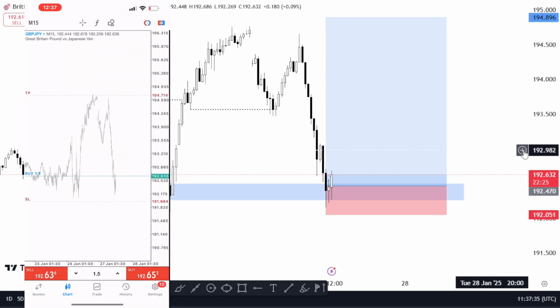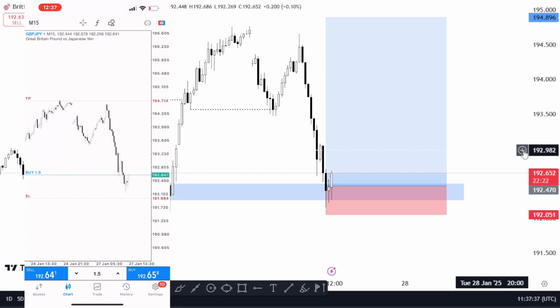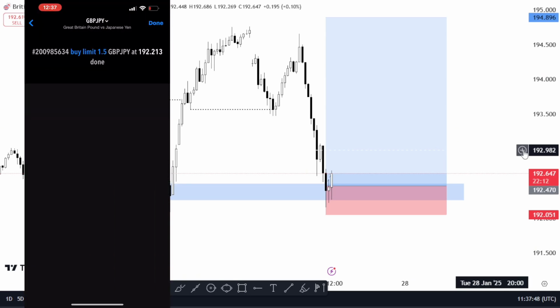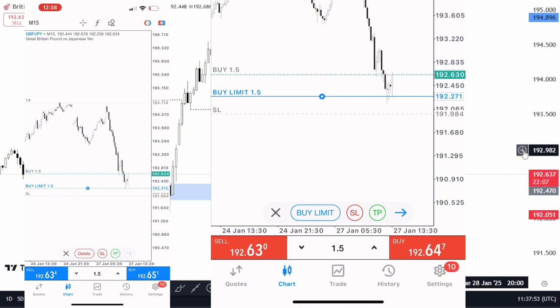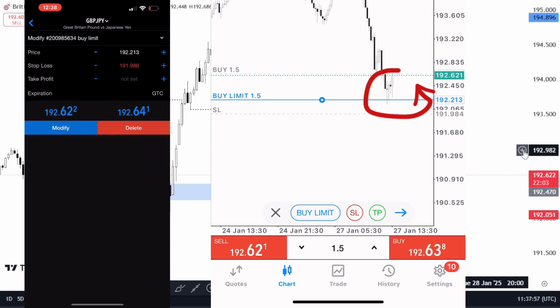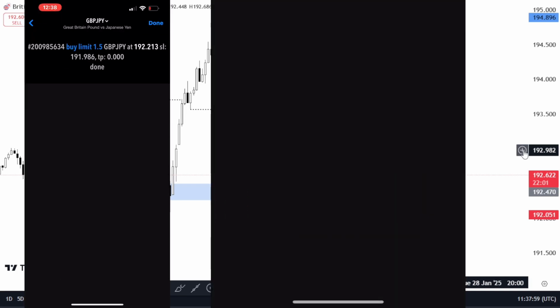But let's see. That's not too bad. In case it comes down a bit, I think I'll be willing to enter a small one somewhere here, so let me put a buy limit here. Right here you can see I have my setup already, guys.